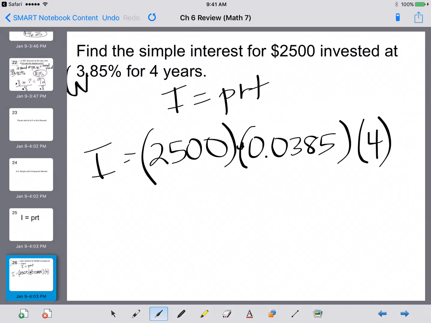So all you have to do was plug that into the calculator. So 2,500 times 0.0385 times 4. And your interest is $385.